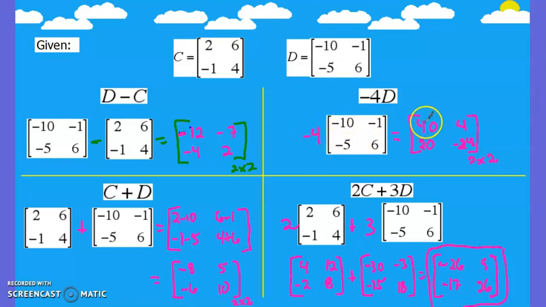So notice all the negative numbers became positive, the positive numbers became negative. But again, 10 times 4, 1 times 4, 5 times 4, 6 times 4, getting us our answer there. Notice again, 2 by 2 multiplied by a scalar, same thing as 2 by 2 with addition. We're getting 2 by 2 answers as well.